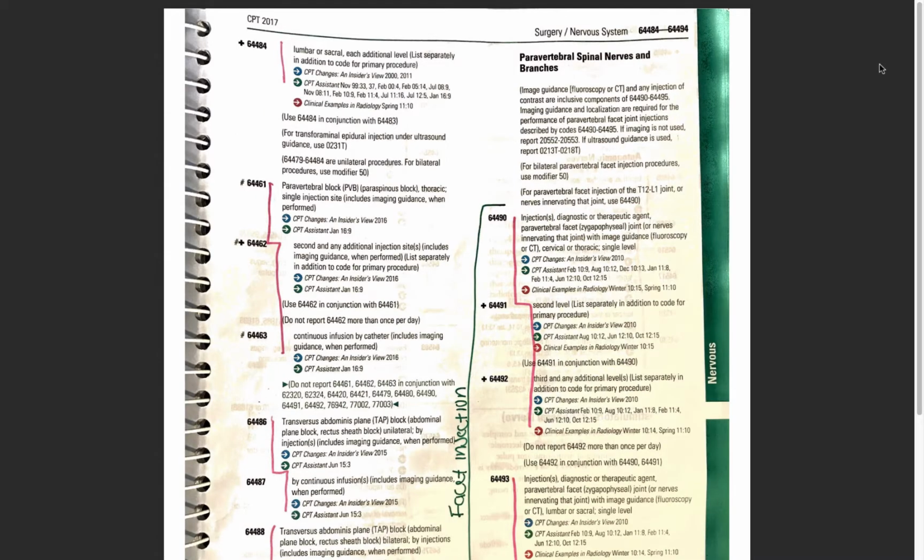If it were the lumbar or sacral region, you would code 64483. These are commonly done on the lumbar and thoracic region. 64484 is the add-on code for the lumbar or sacral region.